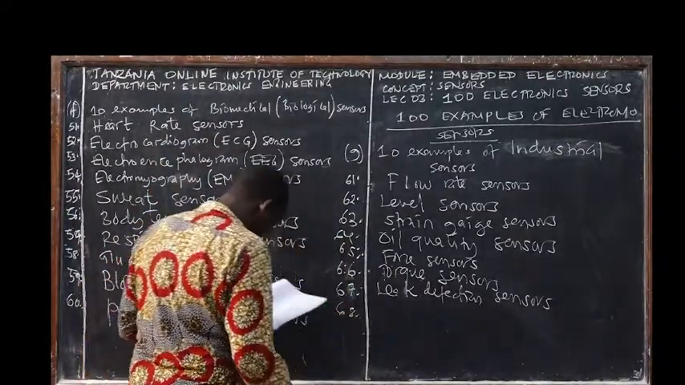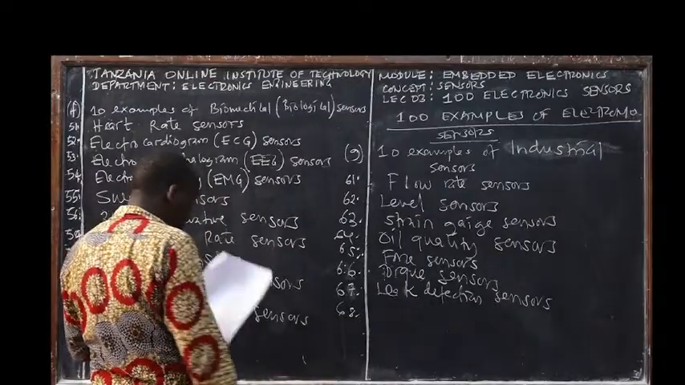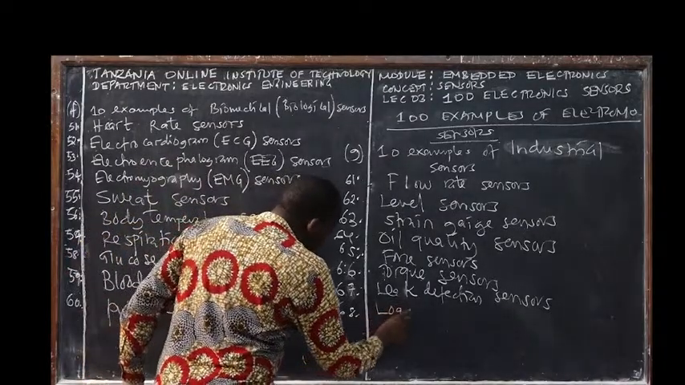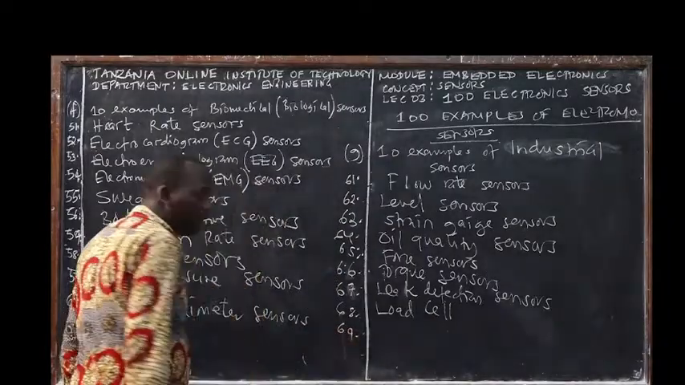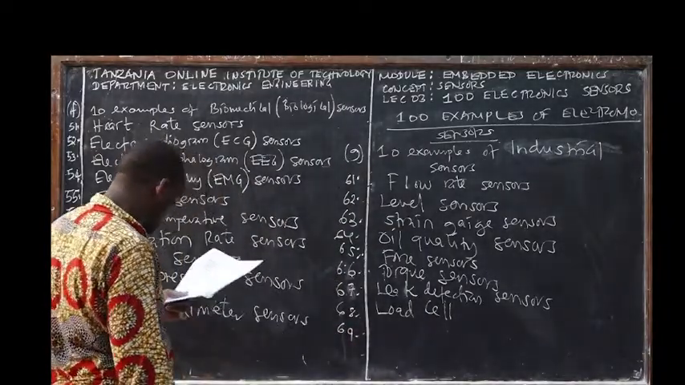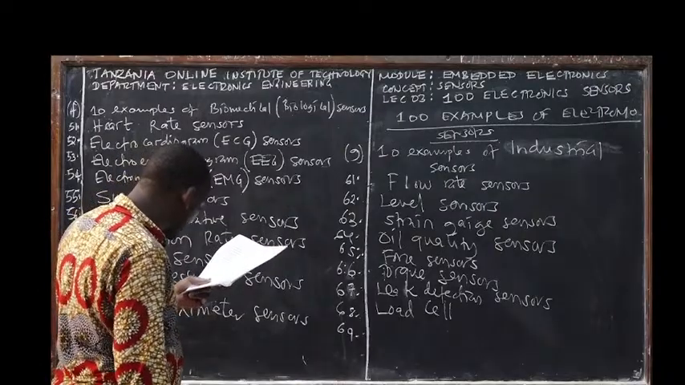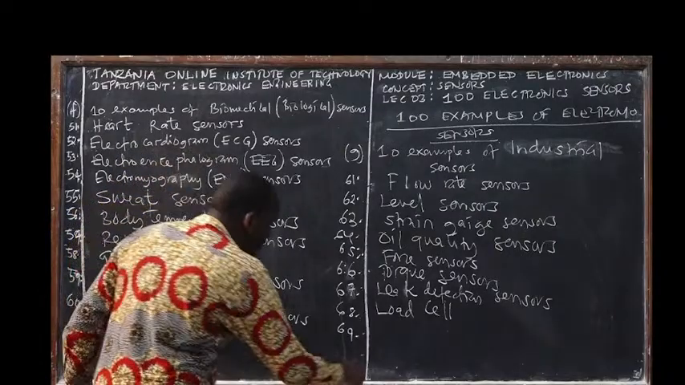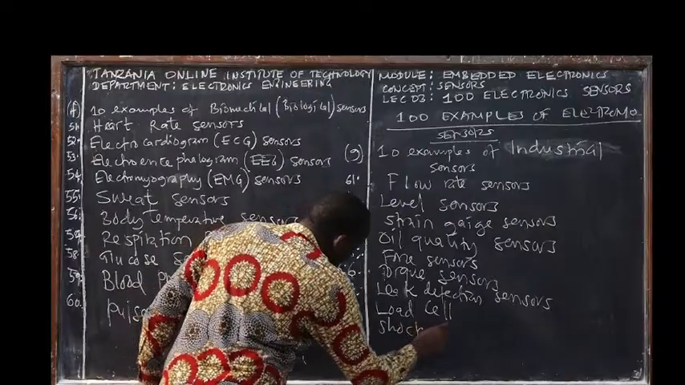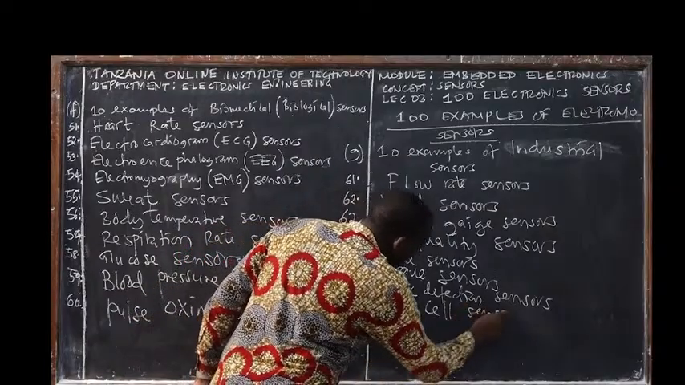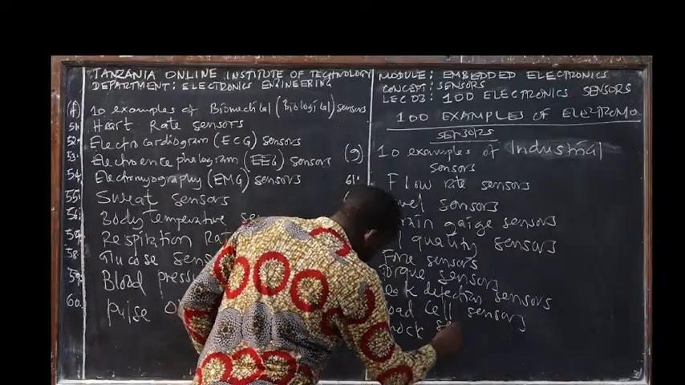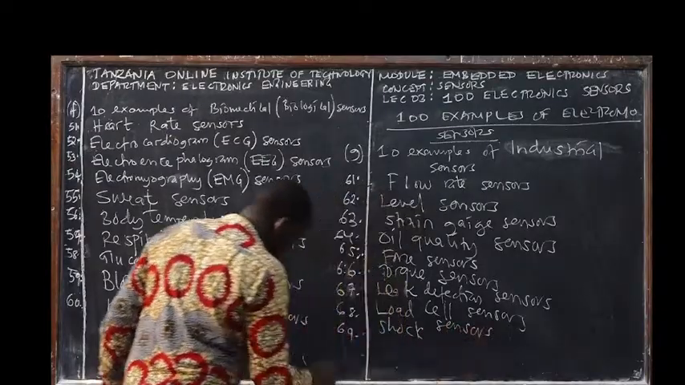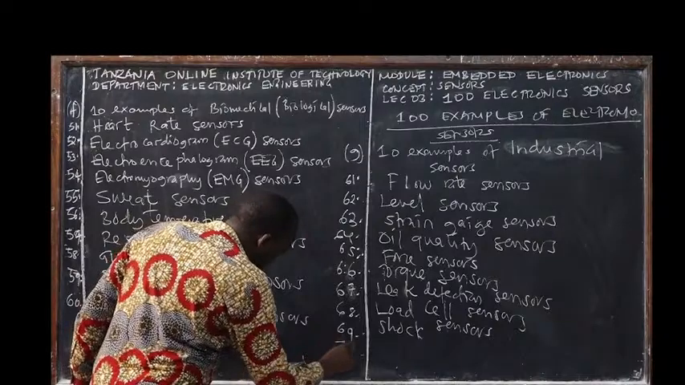68. Example number 68 is called the load cell. Say load cell. Load cell natumika kupima weight katika viwanda. Then the next one is called the shock sensor. Say shock sensors. Shock ni nini kwa Kiswahili?